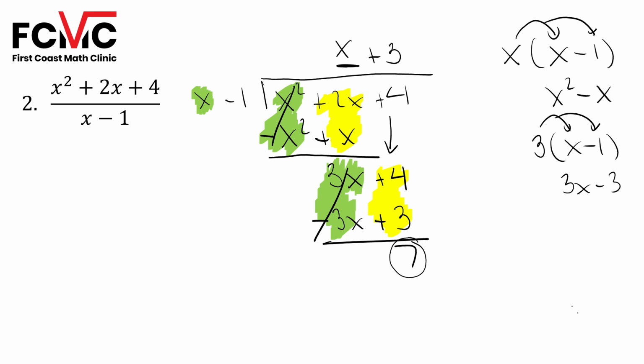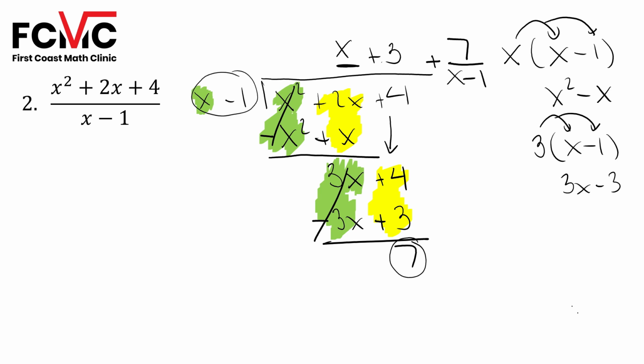So here's how we're going to write our remainder when we're dividing a polynomial by a binomial. Our answer is x plus 3, and we've got to add on our remainder. So the 7 is positive, so to show it's positive, we're going to put a plus, and then we've got our remainder 7 divided by our divisor, the x minus 1.